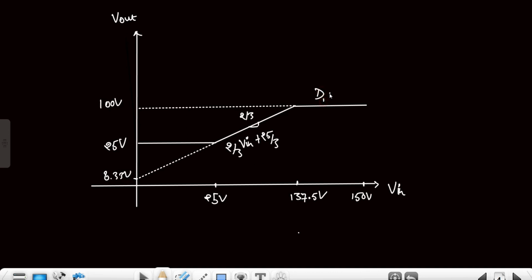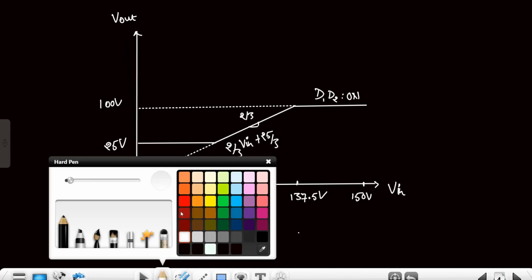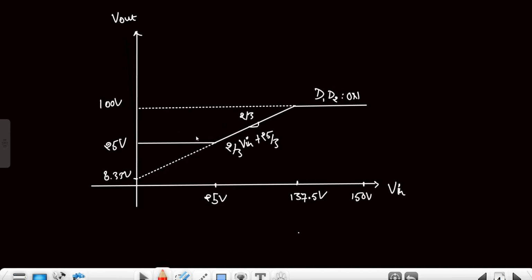So here D1 and D2 both are on in this range. In this range we should change the color. In this range, D1 was off and D2 is on. And here both diodes were off, so D1 is off and D2 is off. So this is the transfer characteristic.